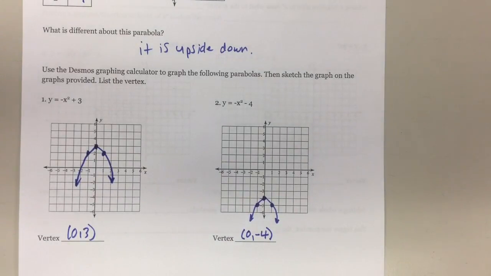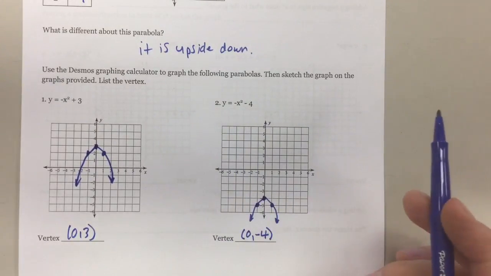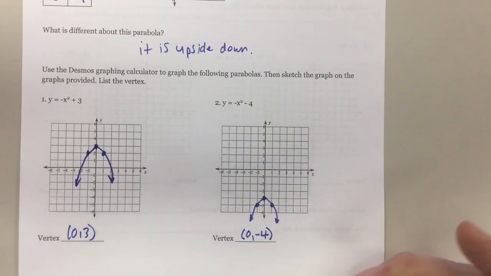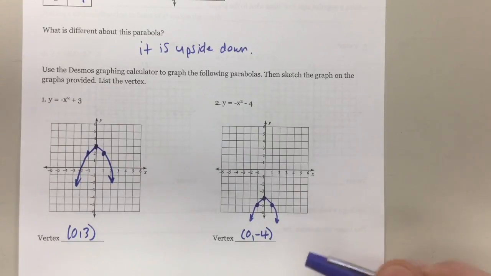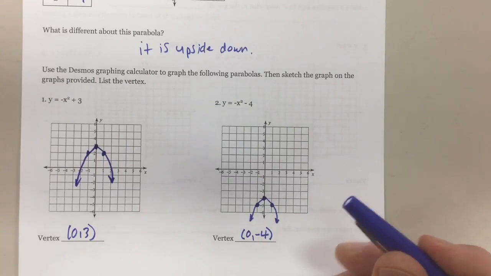For the rest of the examples in this packet, you should use the Desmos graphing calculator to type in your equation and then see what happens to the graph. Transfer the graph to your sheet, and then there'll be some questions about what is happening to the parabola. By the end of today, hopefully you can graph parabolas that are right side up, upside down, and moved in any direction.